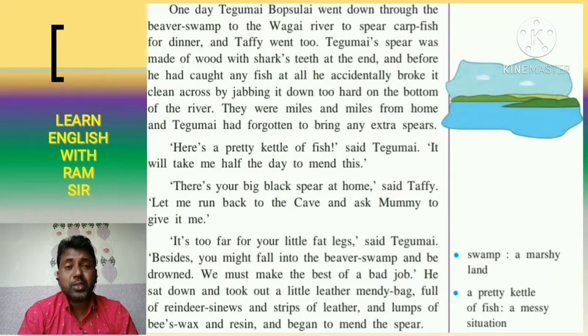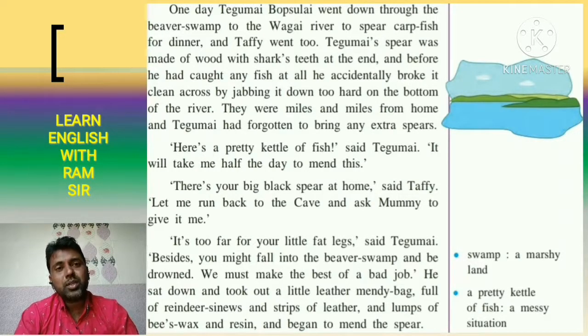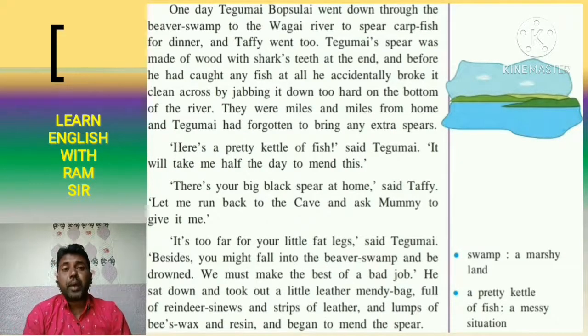Tegumai said that it's too far, यानी तुम यहाँ से अपने घर तक नहीं जा सकती, सफर बहुत लंबा है या हम बहुत दूर तक चले आए हुए हैं. And for your little fat legs it's not possible to run to that particular place, यानी इतनी दूर तक ये जो दूरी है तय करना तुम्हारे लिए बहुत मुश्किल काम है. So besides, you might fall into the beaver swamp and be drowned, यानी ऐसा भी हो सकता है कि तुम इस बीवर स्वैम्प में गिर जाओ और डूबने के भी चांसेस हैं, यानी तुम इसमें डूब भी सकती हो.